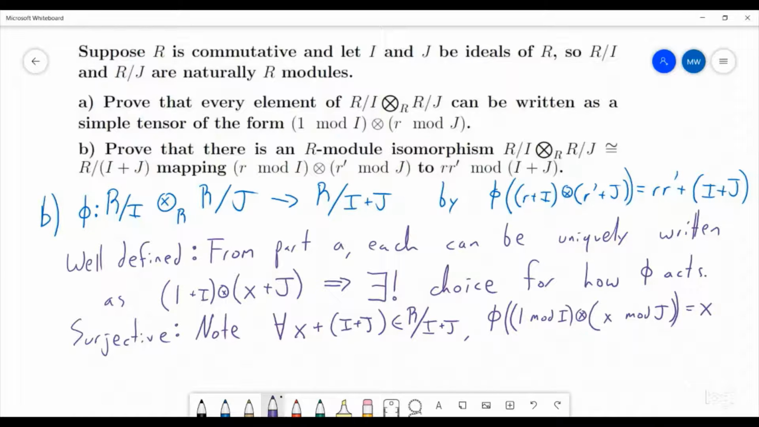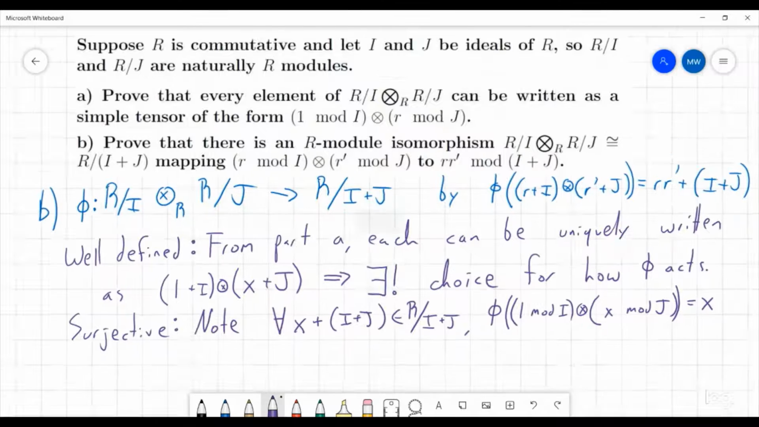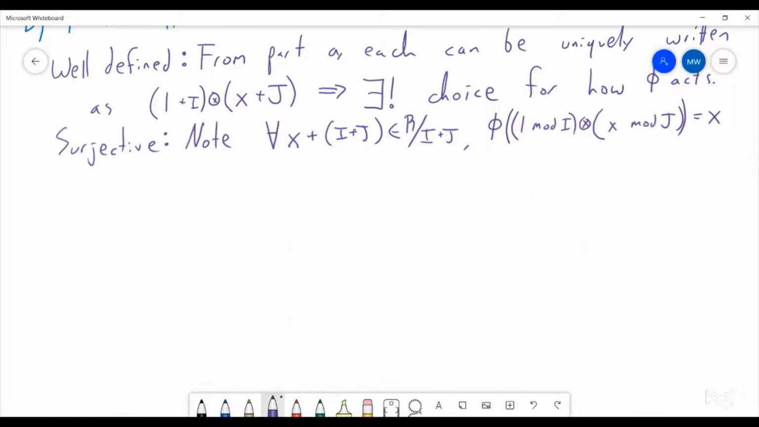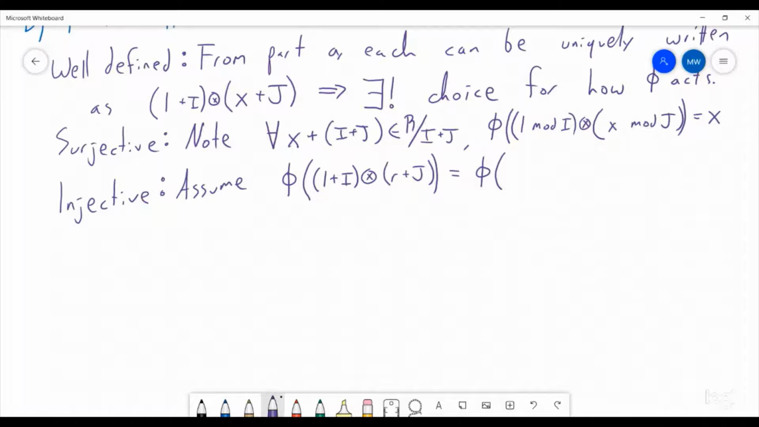Now for injective. This one's a little bit trickier, but here we go. For injective, what we're doing is we are going to start by assuming that phi of 1 plus I tensored with r plus j is equal to phi of 1 plus I tensored with r prime plus j.